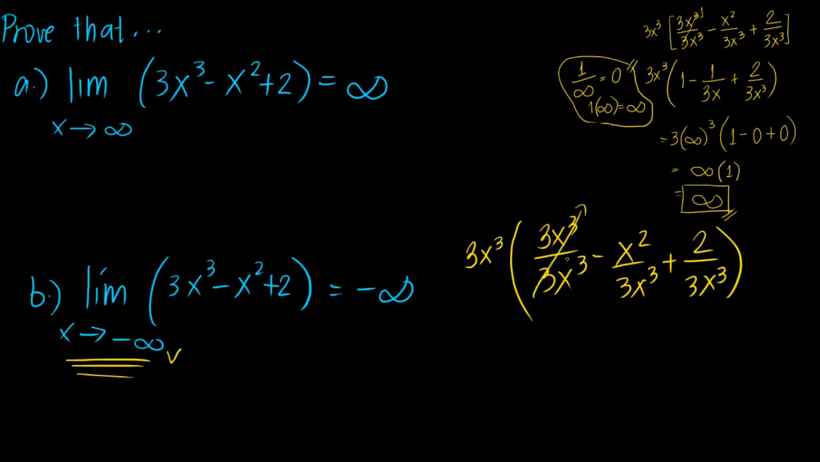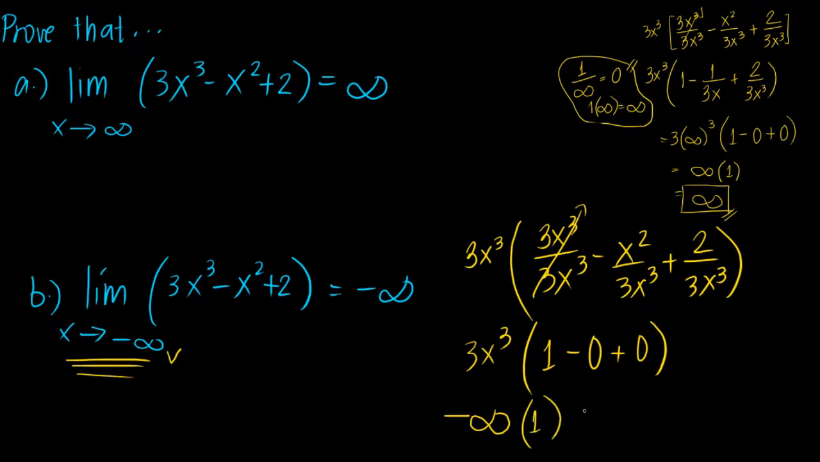Now, this becomes 3x cubed times 1 minus 0 plus 0. The difference is that negative when cubed becomes negative again. So, we are basically multiplying by negative infinity. So, it's negative infinity times 1. Amo na siya guys, ang answer naton, negative infinity. Yeah. So, we have proven again that the limit of the given function as x approaches negative infinity is negative infinity.